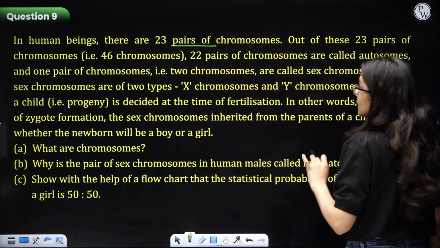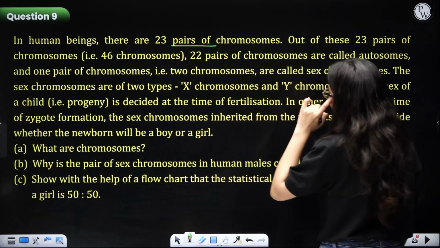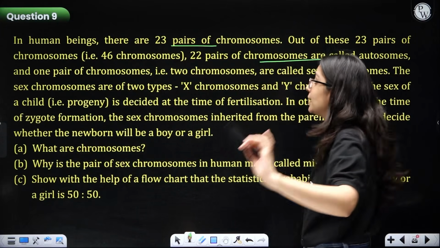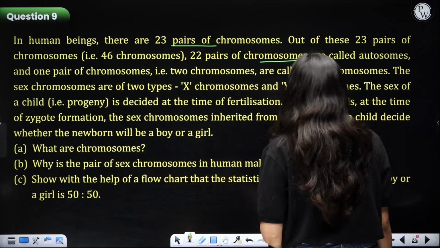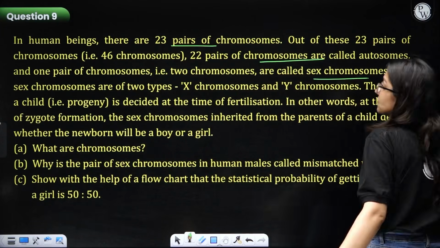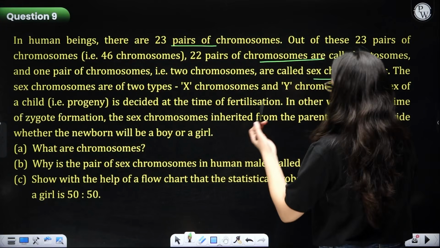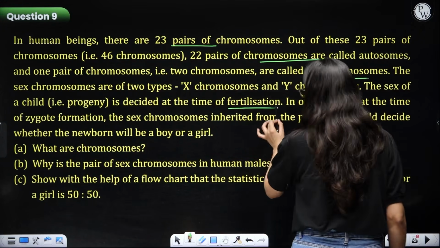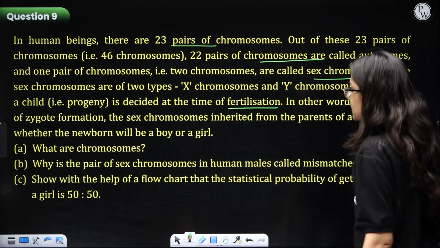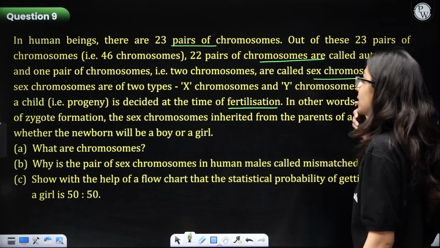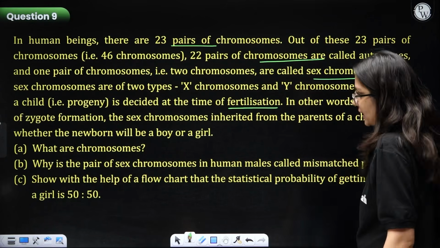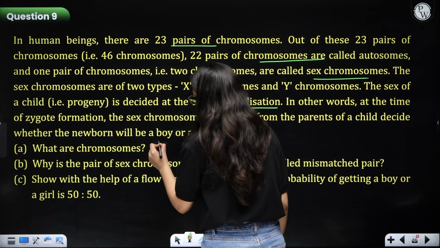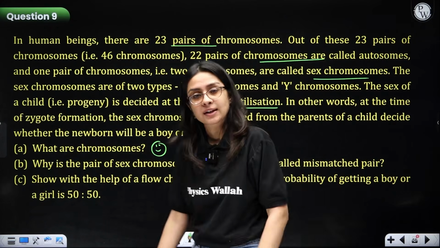Out of these 23 pairs of chromosomes, that is 46, 22 are basically called the autosomes, that is same in both males and females. And a pair of chromosomes are actually called the sex chromosomes. The sex chromosomes are of two types, X and Y. The sex of a child is decided at the time of fertilization or the fusion of the gametes. In other words, at the time of zygote formation, chromosomes get inherited from the parents of a child. Okay. What are chromosomes? After all of this, they are asking you what is a chromosome.